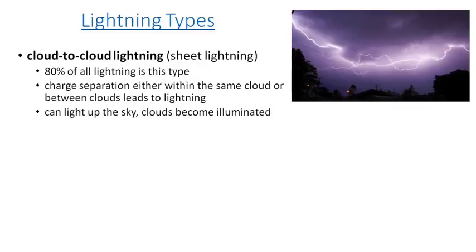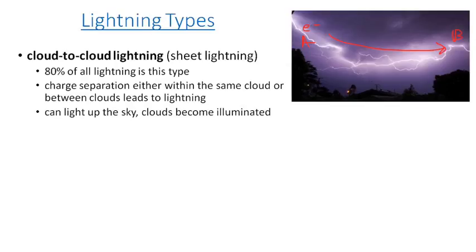Lightning, of course, is the visual part of thunder. You'll see the lightning and then you'll hear the thunder. We see lightning because electrons are flowing from point A to point B. So I'll go put electrons there.